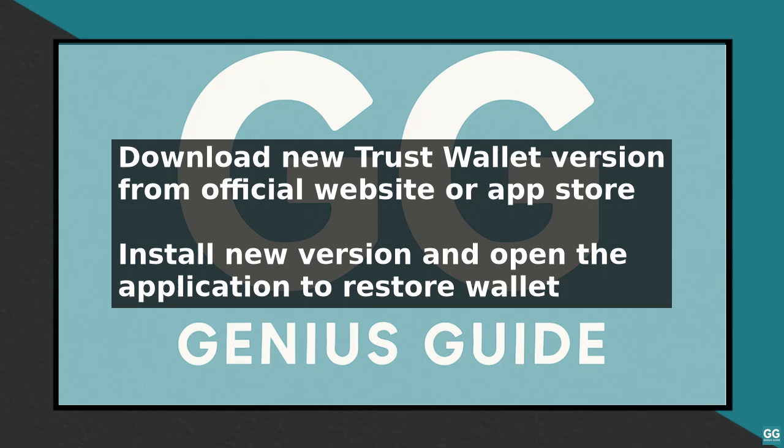Once installed, open the new Trust Wallet application and select the option to restore a wallet. You will be prompted to enter your recovery phrase, which is typically a series of words. Enter the phrase exactly as it was given to you when you first created your wallet.